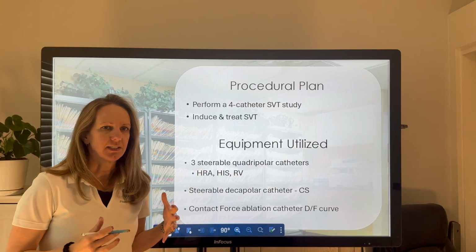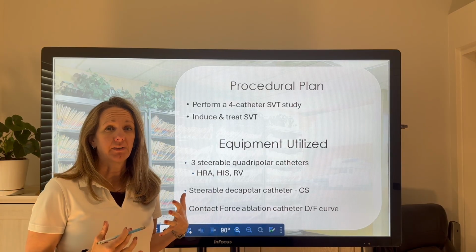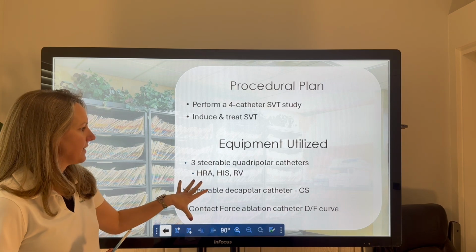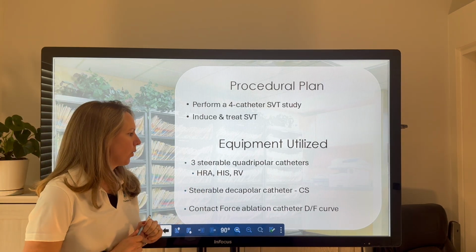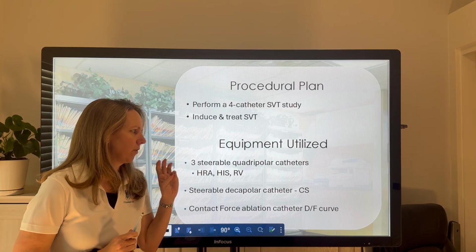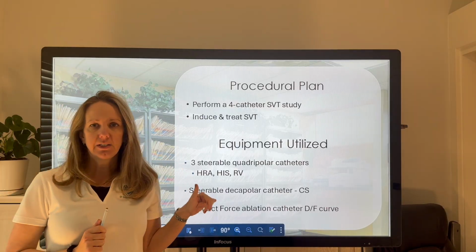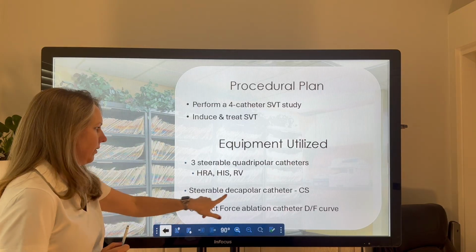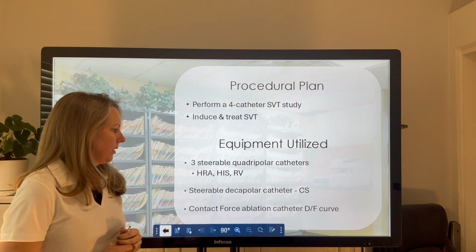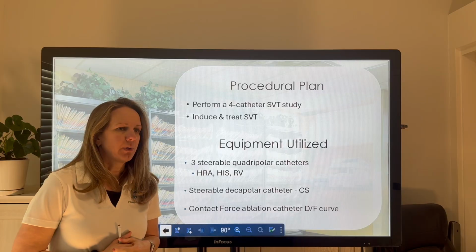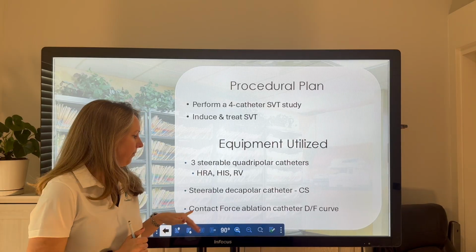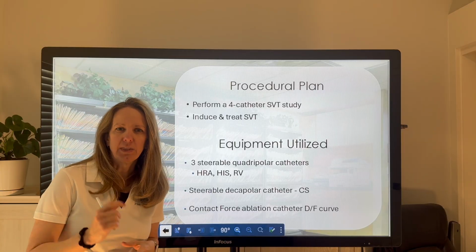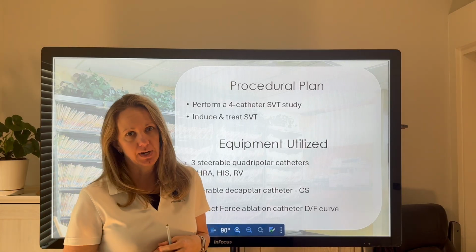So what the plan is, we're going to do a 4-catheter study with 3-dimensional mapping, utilizing 3 steerable quadrupolar catheters, so 4 electrodes, and a steerable decapolar for the coronary sinus with 10 electrodes, so decapolar. For ablation, if we choose to go forward with ablation, we will be using a contact force ablation catheter with a DF curve, meaning bidirectional.